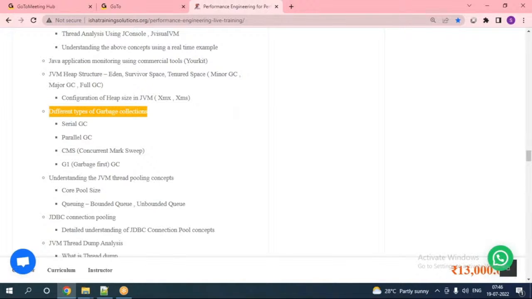We are going to learn different types of garbage collectors: serial garbage collector, parallel garbage collector, concurrent mark and sweep garbage collector, and G1 GC, the garbage first collector.